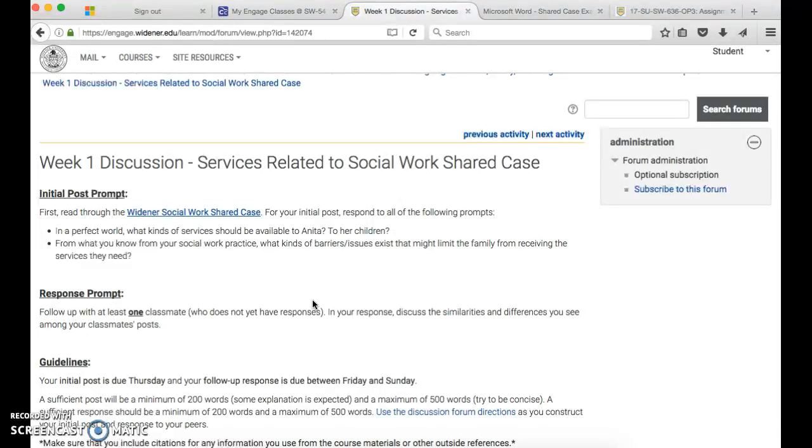What kinds of services should be available to Anita and her children? And then from your current social work practice experience, what are the barriers and issues, whether they're at the micro, mid, or macro level, that exist that might limit her and her family from receiving the services that you know they need?